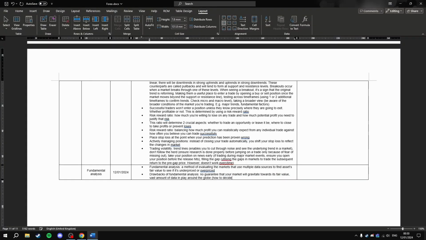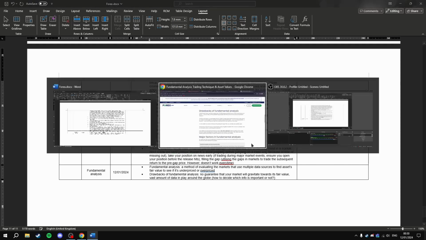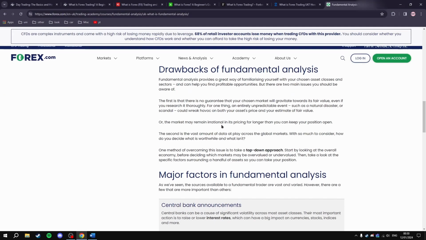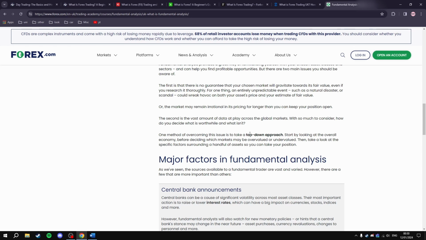How to decide which info is important. One method of overcoming this issue is to take a top-down approach. Start by looking at the overall economy before deciding which markets may be overvalued or undervalued. Then take a look at the specific factors surrounding a handful of assets so you can take your positions.